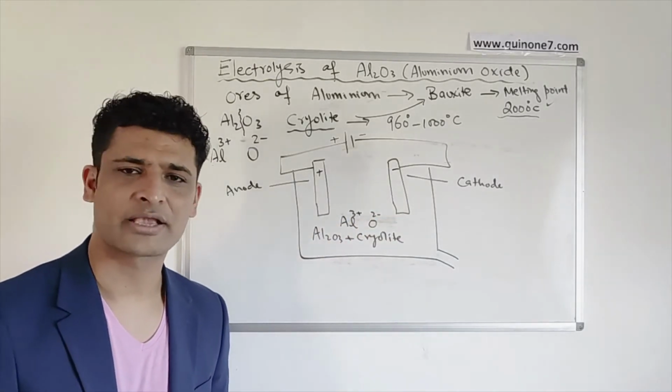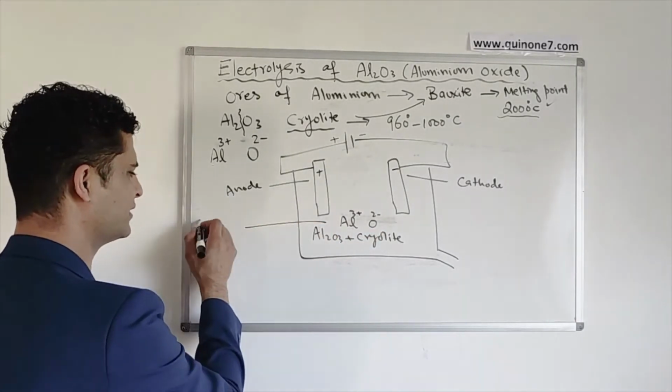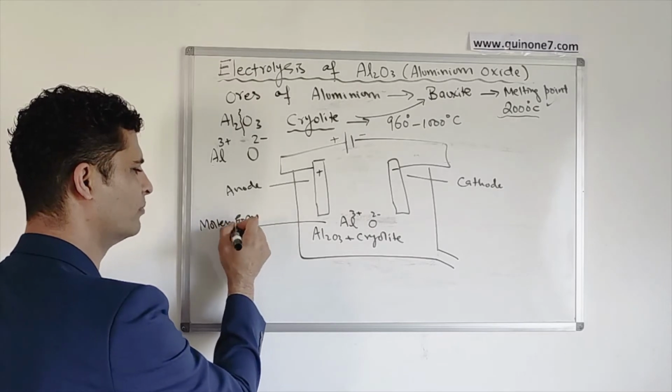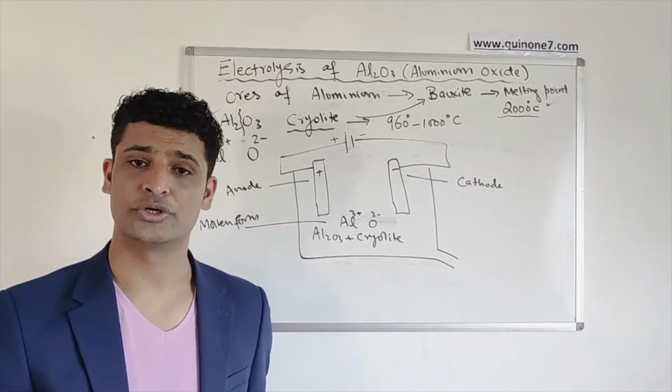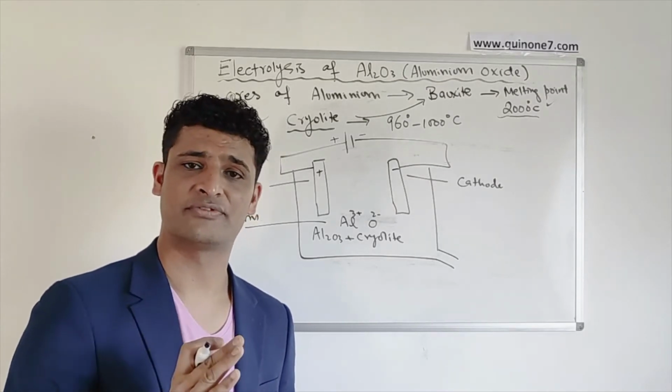We are not making an aqueous solution, we are just melting it. Because you have only melted, it's a molten form. We are using a molten form to do the electrolysis. You can do the electrolysis two ways: either you have an aqueous solution or you can have the molten form.